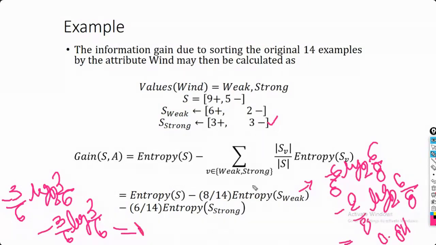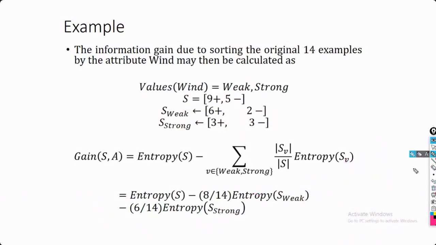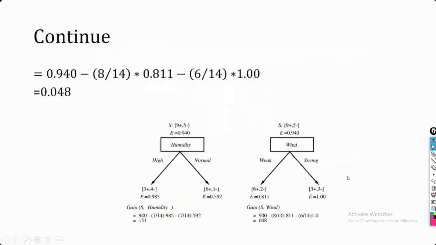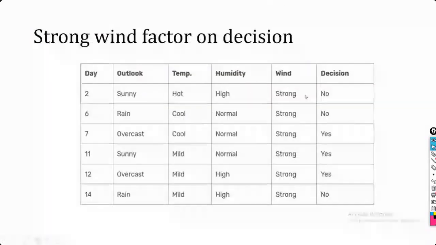Now we have calculated this part and this part, so we are going to put all these values in this equation. This is just the total number of weak and the total number of strong, out of the total number of instances, how many are weak and how many are strong. Based upon that, I have calculated the value 0.048. So this is the gain when I'm considering this attribute.